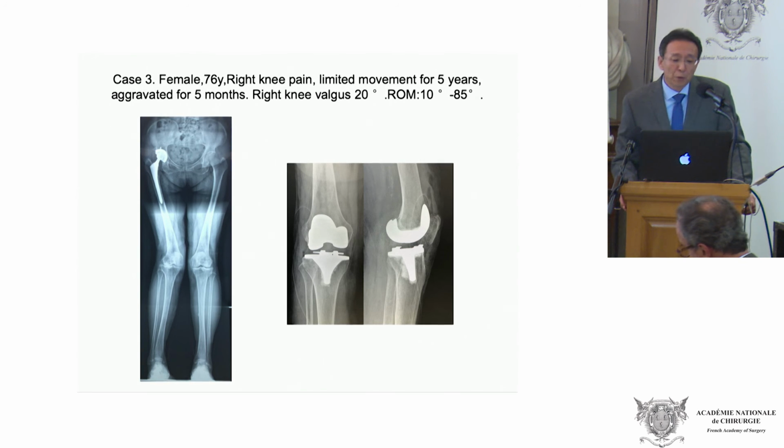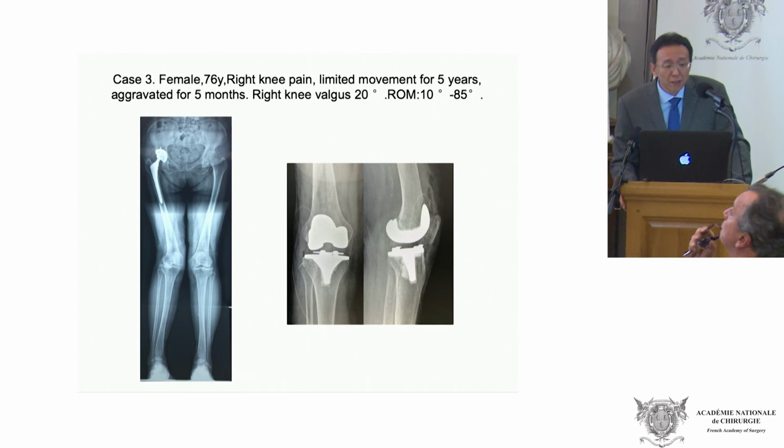Case 3, female, 76 years old, right knee pain, limited movement for 5 years, aggravated for 5 months, right knee varus 20 degrees, range of motion 10 degrees to 85 degrees. The left is pre-operative, and the right is post-operative. But the right hip was operated on 3 years ago. So, that finishes my report. Thank you very much for your attention.